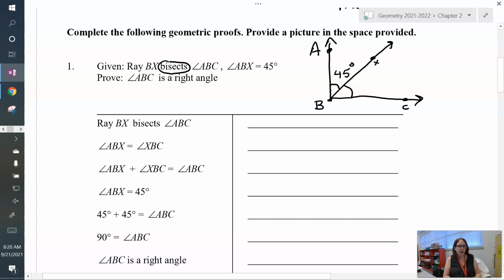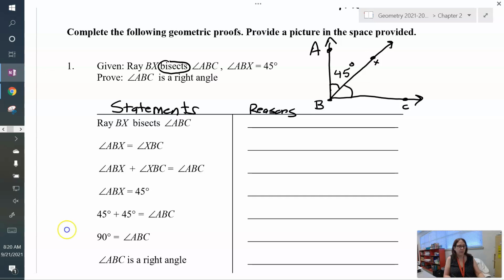Now this proof, I am giving you the steps, and all you have to do is figure out the reasons. Remember, statements go over here to the left, and then reasons on the right. And this is how we're going to format all of our proofs. In the book, it will sometimes talk about doing a flow proof or doing a paragraph proof. Just do 2-column proofs every single time. Don't worry about those other formats.